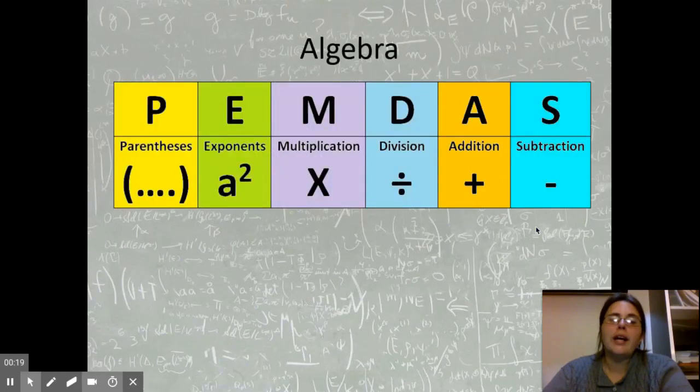relationships. For the algebra, the greatest thing is to remember the order of operations, which can be remembered by PEMDAS: parentheses, then exponents, then multiplication, then division, then addition, then subtraction. That's the order these particular operations need to be performed in.